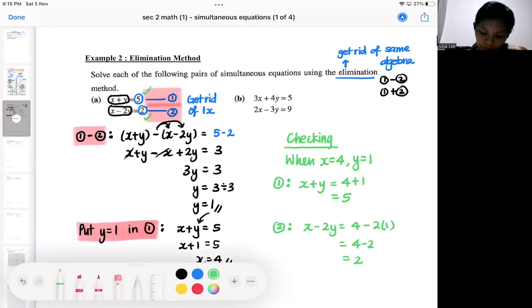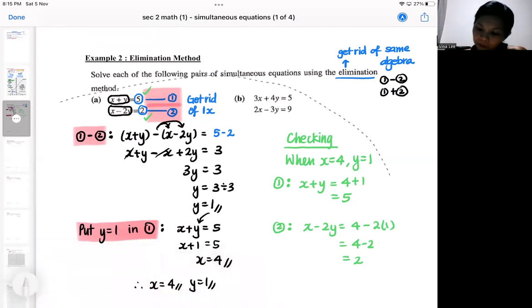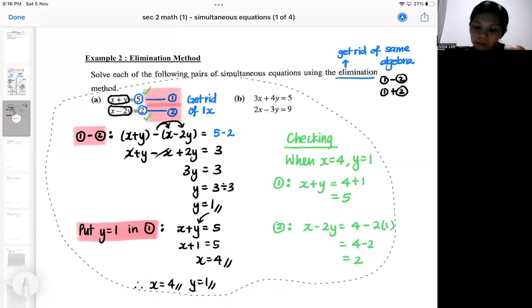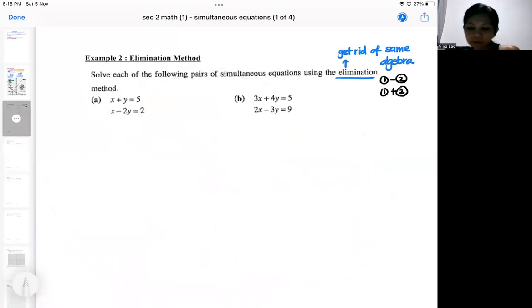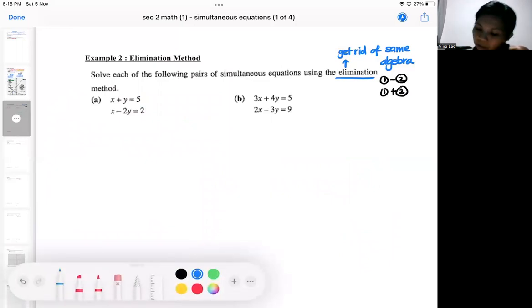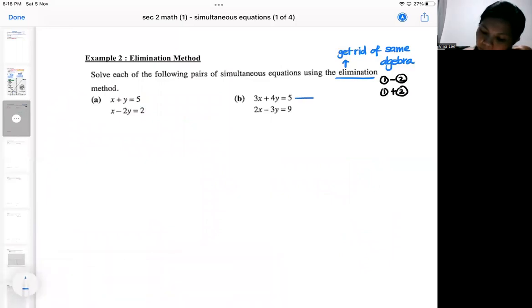Okay, so in part B, right? In part B, we are also going to get rid of something. We are going to get rid of same algebra. Okay, but before we get rid of same algebra, label the equation. Okay, you label the equation and you make sure it's in the x, y equal to number format.